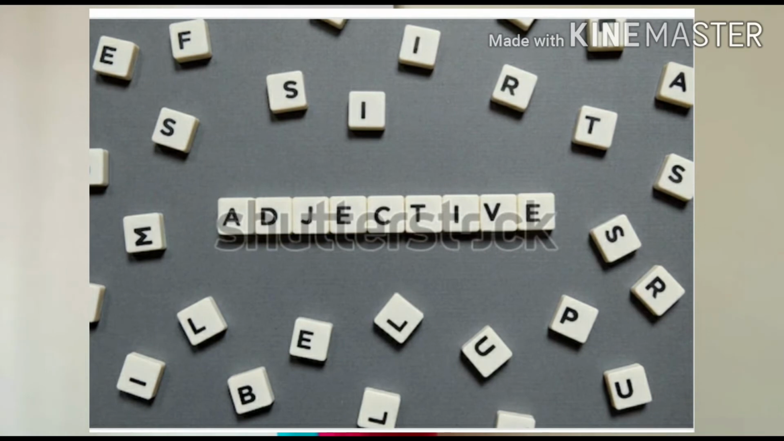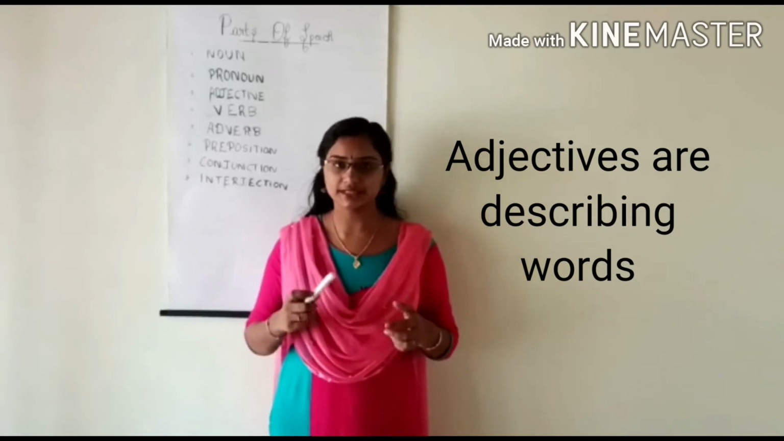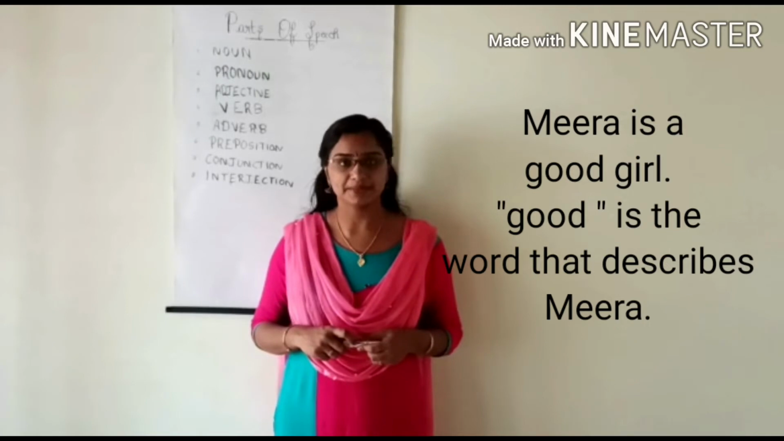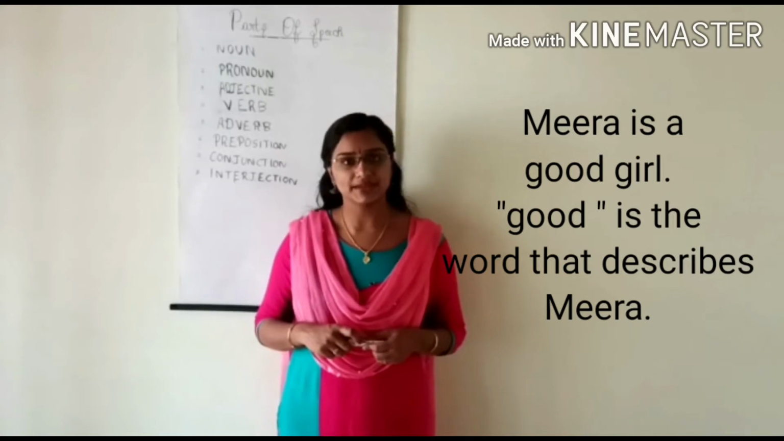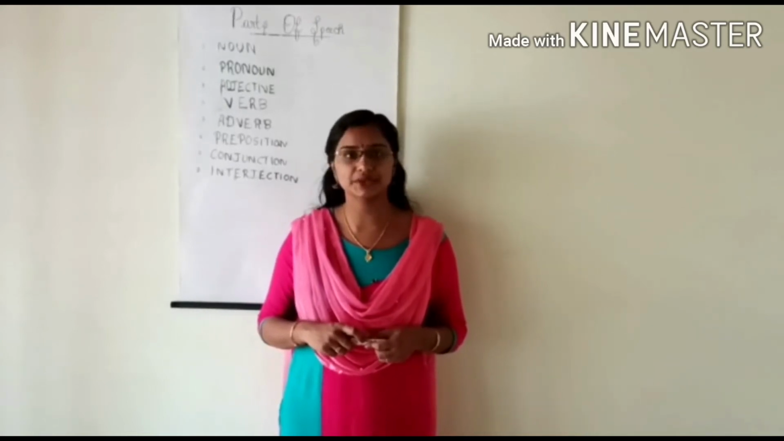Adjectives are the words that we use to describe noun or pronoun. Meera is a good girl. Here you know that Meera is a noun. Here I use the word good to describe Meera. So, good is the adjective here. Meera is a good girl. Good is the adjective in this sentence. So, adjectives are words that we use to describe noun or pronoun.